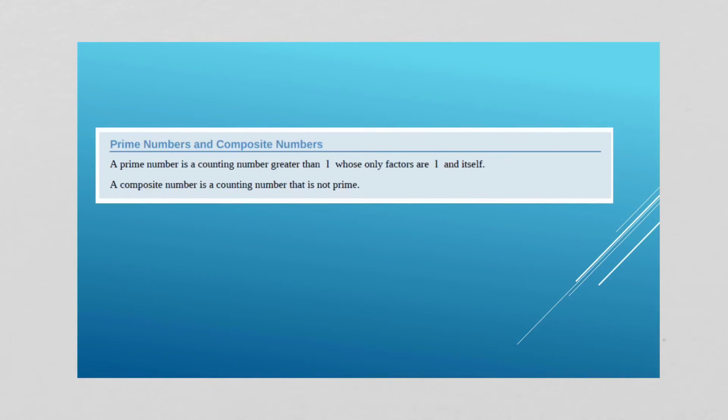A prime number is a counting number whose factors are only 1 and itself. A composite number is a counting number that is not prime. So 5 is prime. Its only factors are 1 and 5. But 10 is not prime. It's composite because its factors are 1, 2, 5, and 10.